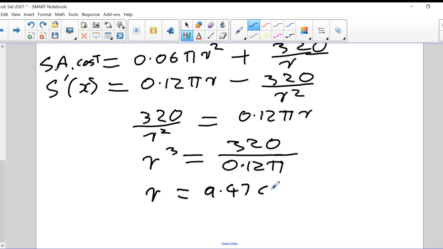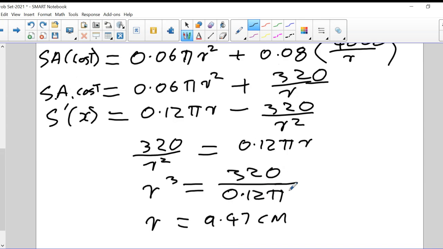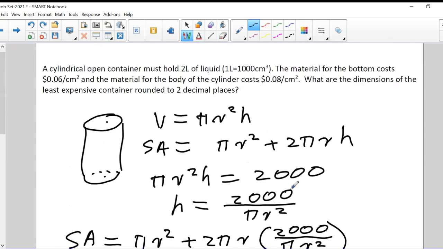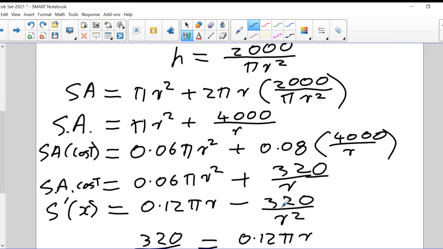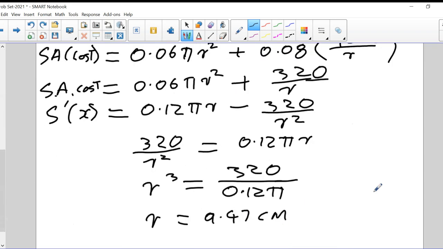That's of course in centimeters. And the other thing we obviously need to do is to go back and figure out what the h is by plugging it into h is 2,000 over pi r squared. All right, and I'm going to leave that part for you to do on your own. Round it to 2 decimal places. Did we get 2 decimal places? 9.4. Okay, right. Okay. All right.